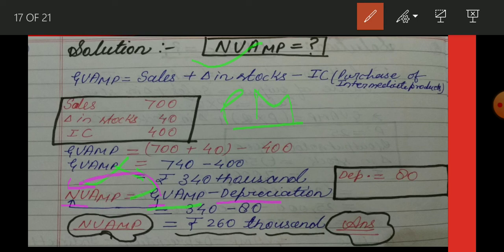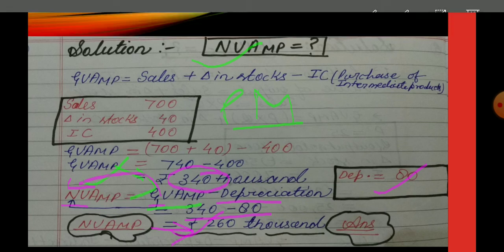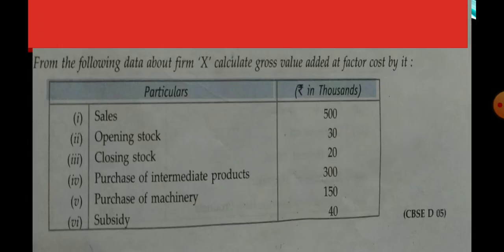So when we are moving from gross to net, we will subtract depreciation. The value of GVAMP is 340, and the value of depreciation is given as 80. So when we subtract 80 from 340, we get 260, and that is your answer, the value of NVAMP. Okay, student. Now, next question.